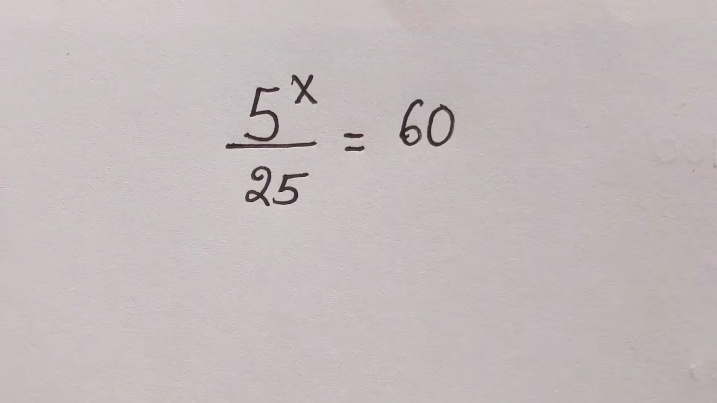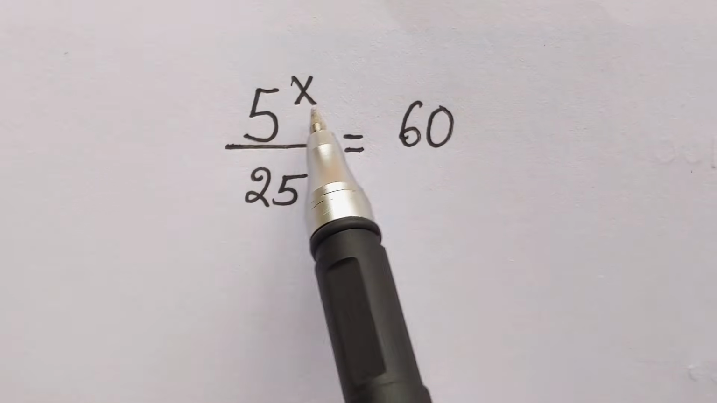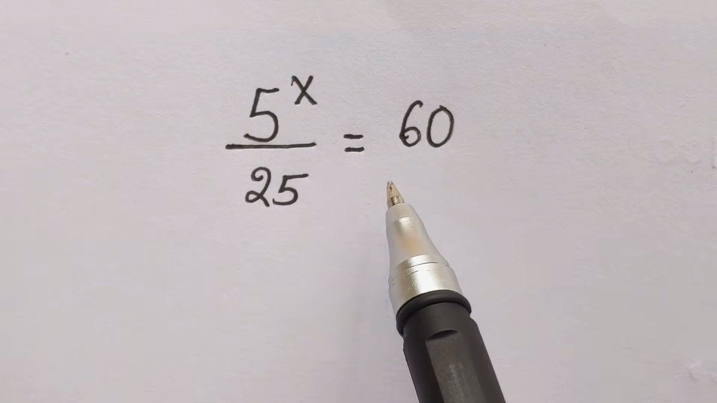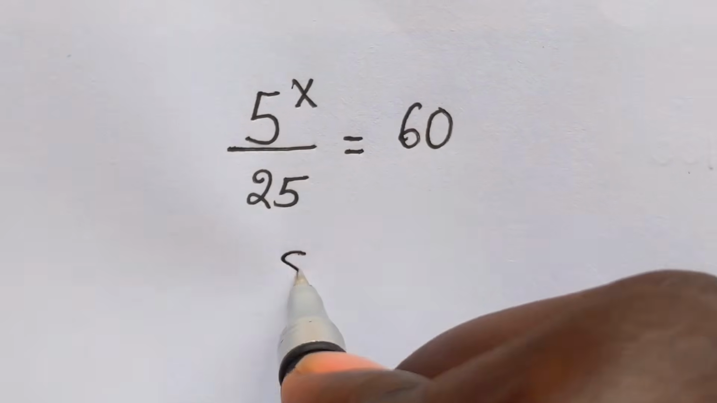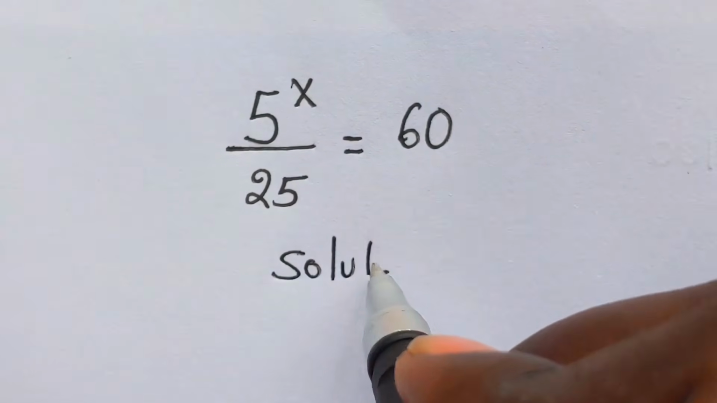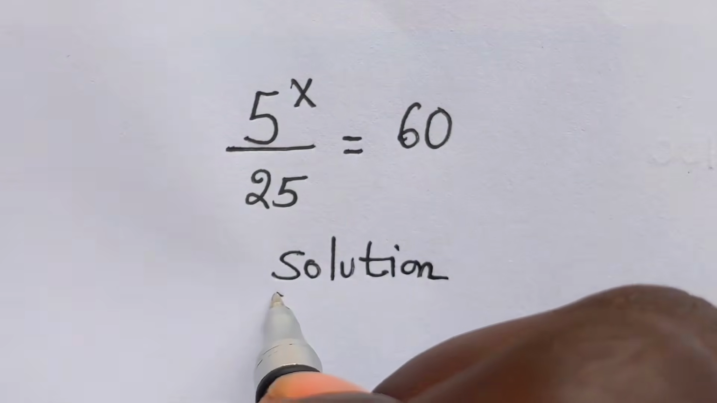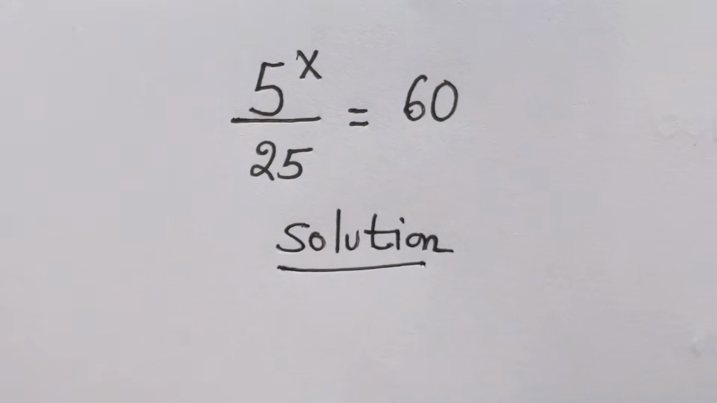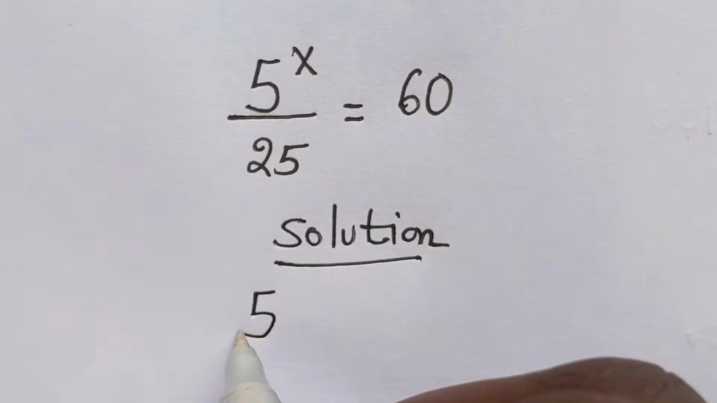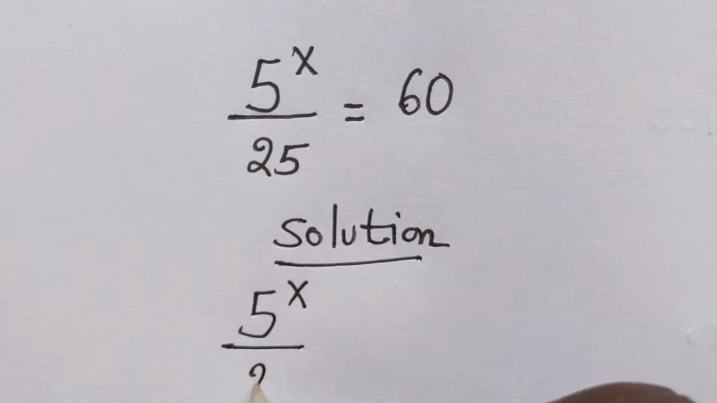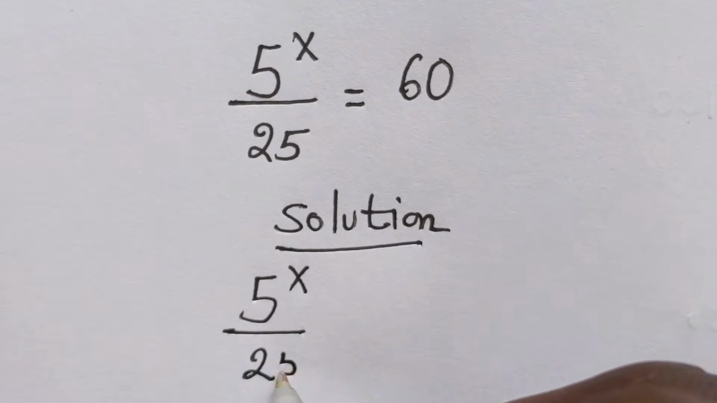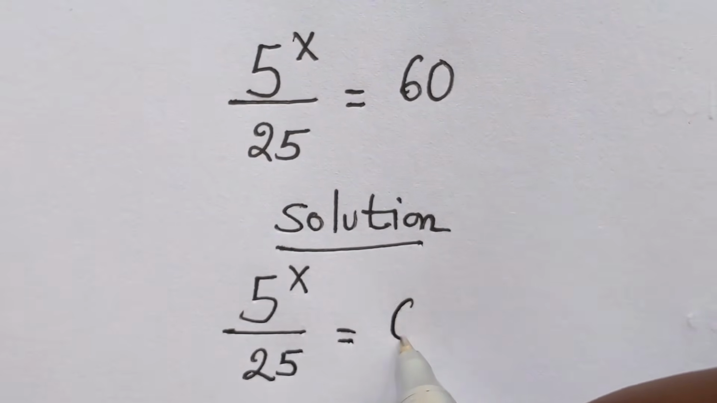Hello everybody, welcome to this platform. In today's video I have given a question: 5^x over 25 equals 60. Let's provide the solution very quickly here by copying 5^x over 25 equals 60.